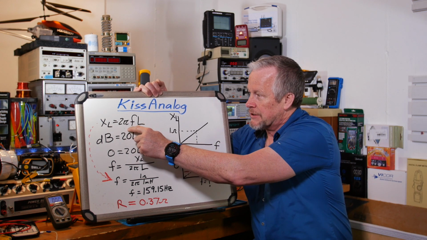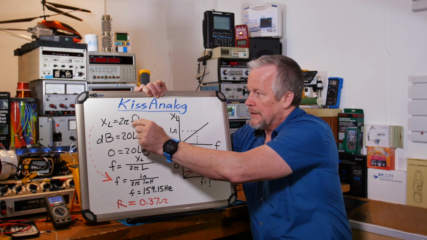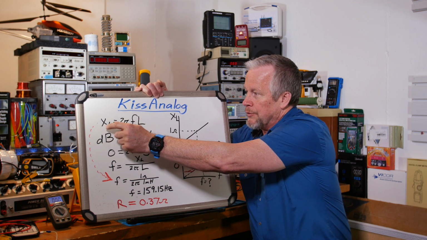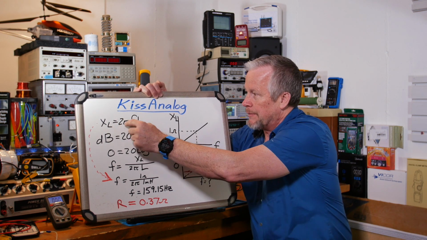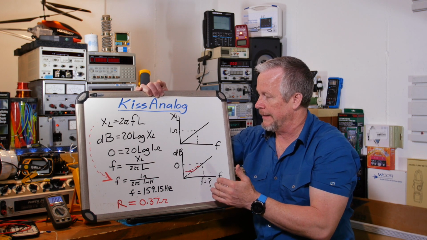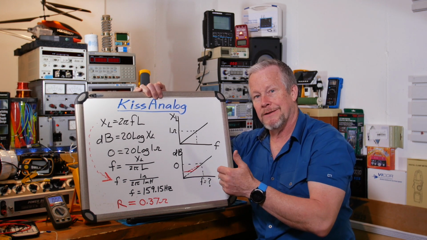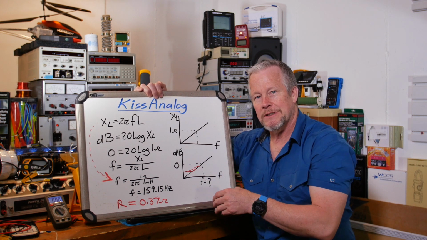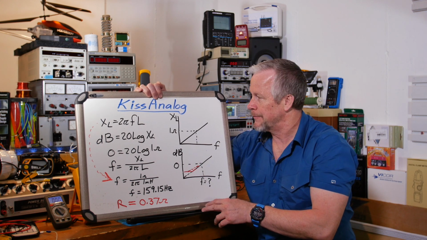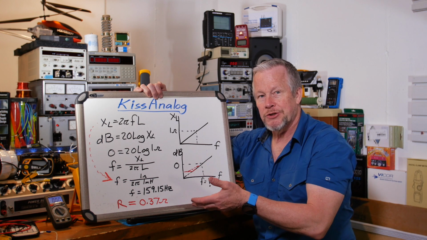Because we can just cross multiply. F would be equal to X of L, the 1 ohm, divided by 2 pi L. So we could cross multiply and solve for F. Okay? In this case, we know what L is. It's a 1 millihenry inductor. This speaker choke, this crossover choke. So I'm going to show you something here.